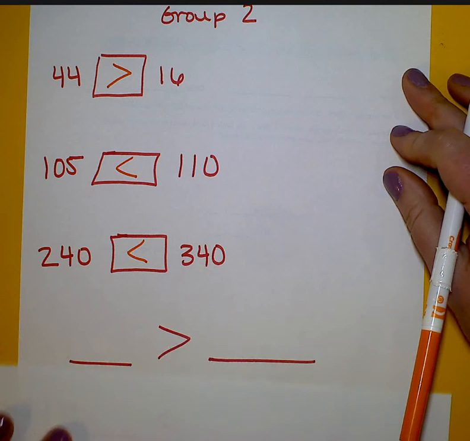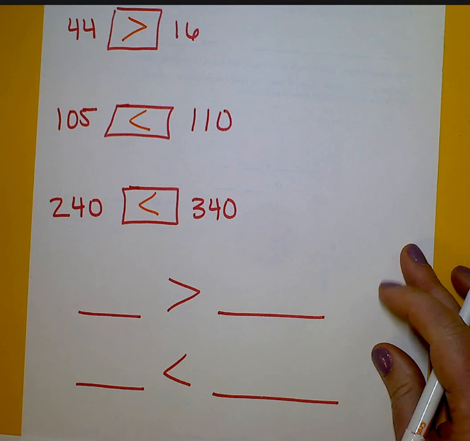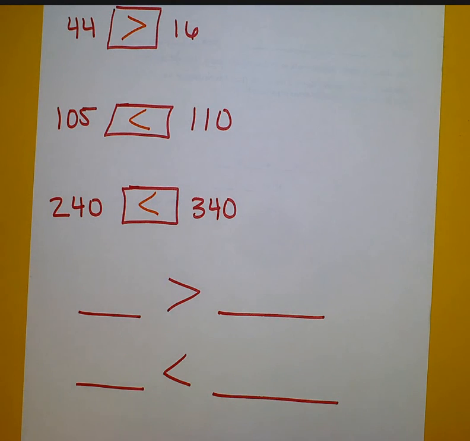340. And for these two, you need to make up your own two numbers. Make up your own two numbers and then go show Mr. Sperry or Mrs. Hinks to make sure they are correct. You are done. Go do your exit ticket.